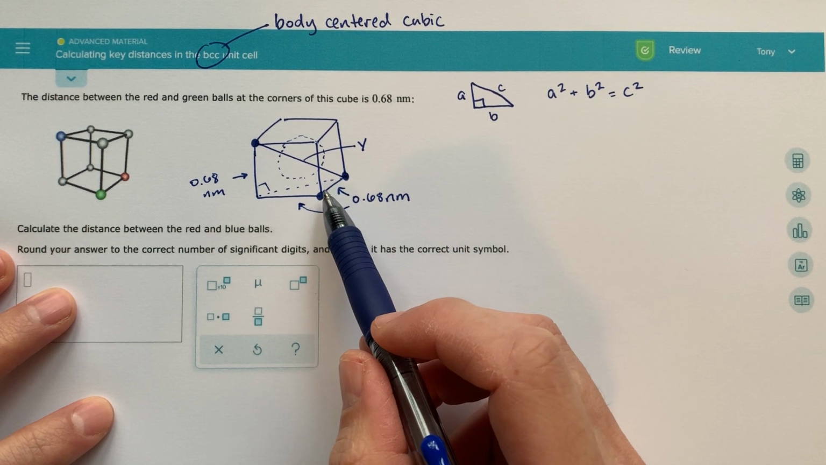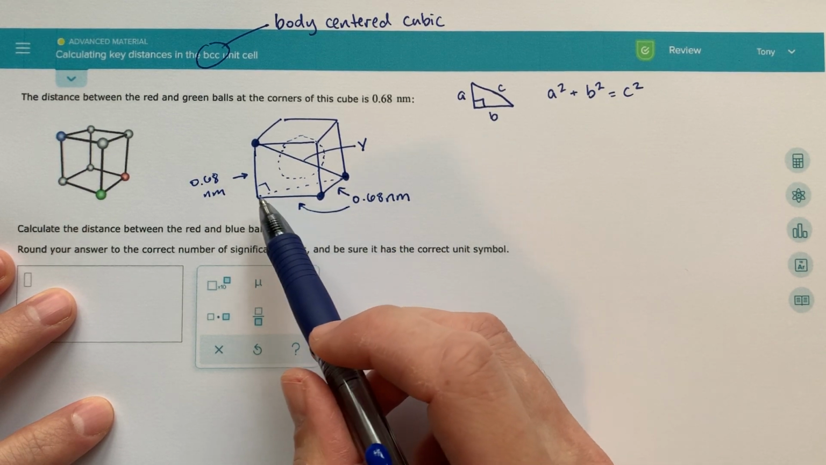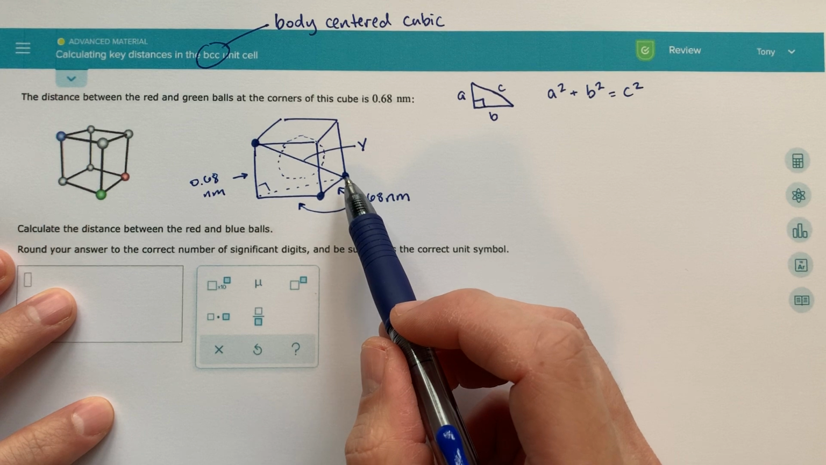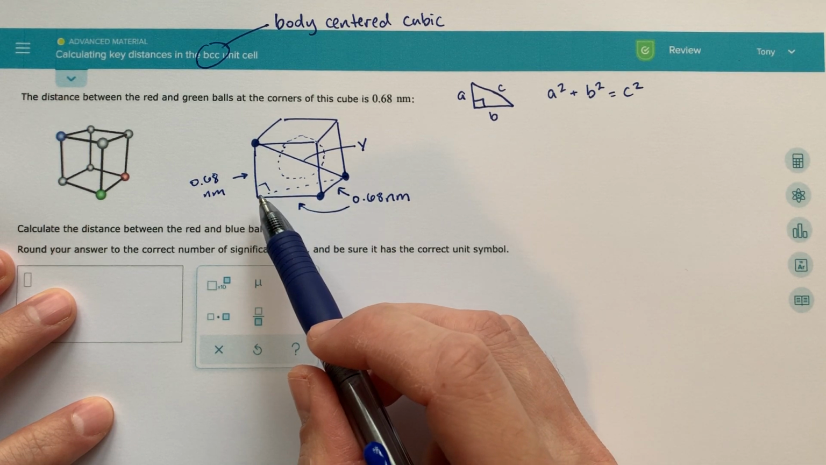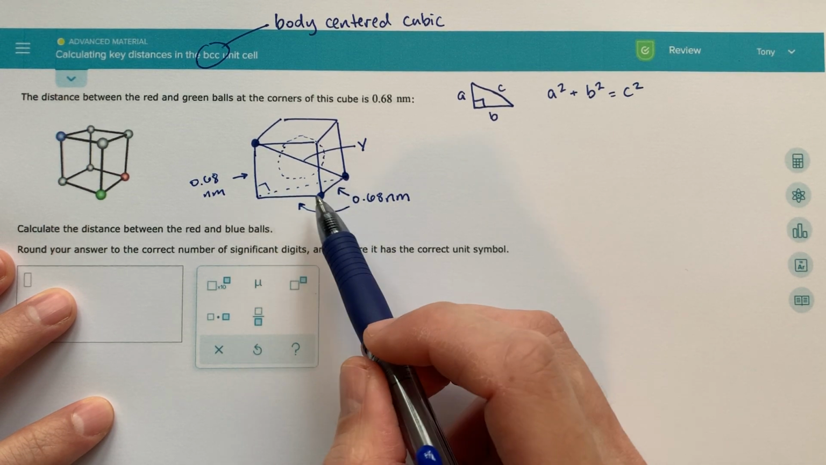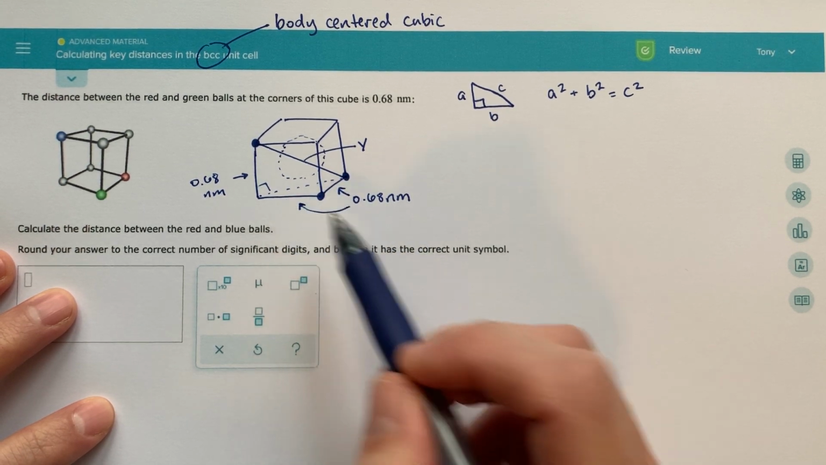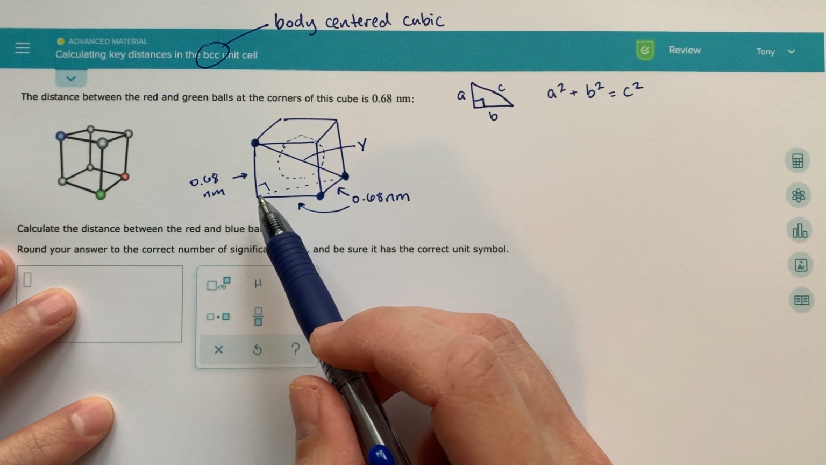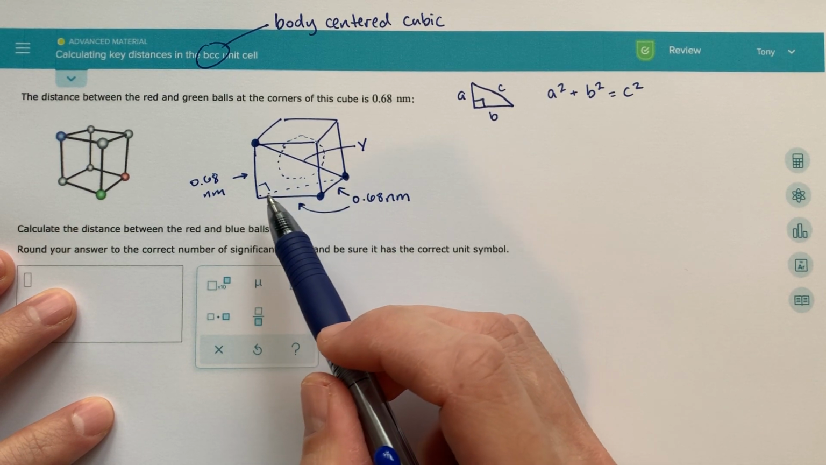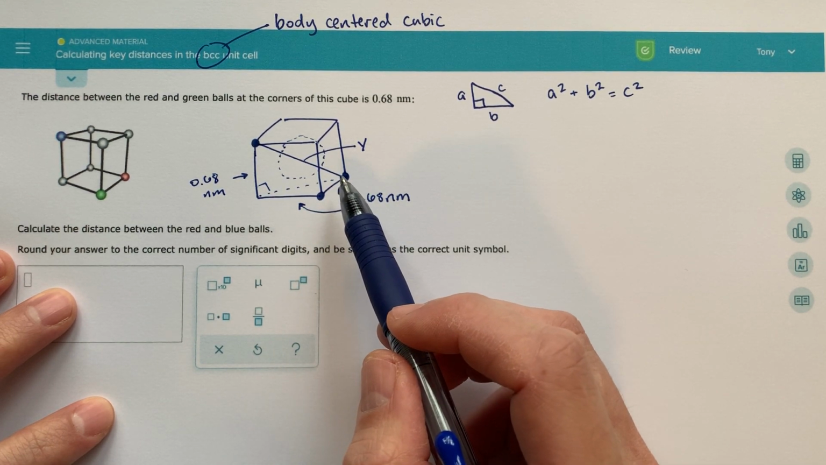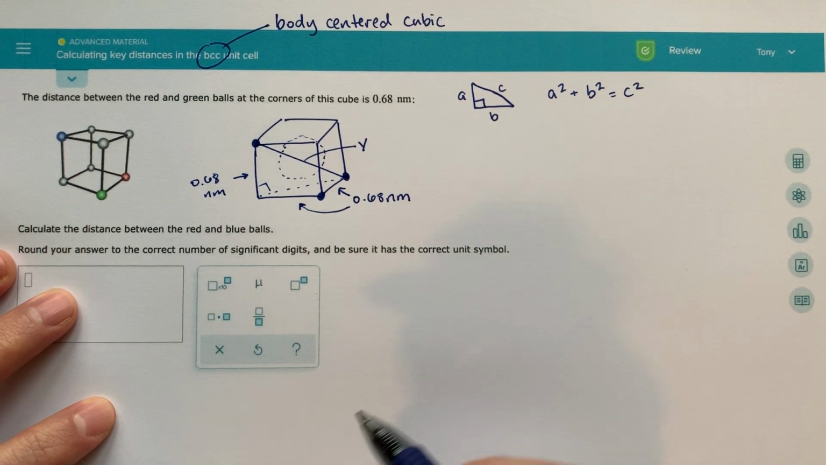Now, hopefully you can start to see there's actually another right triangle here. Because this is a cube, from this dot to over here, that's another right triangle. And I know both of those edge lengths, 0.68 nanometers, because it's a cube. So with that information, I can use that to solve for what this dashed line distance is here, and then ultimately be able to solve for y. So let's go and do that.